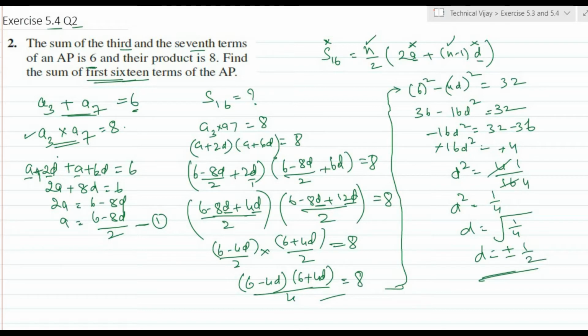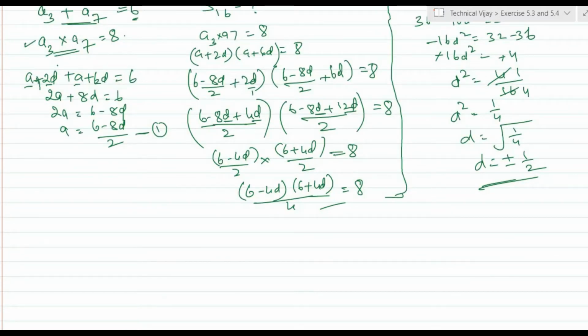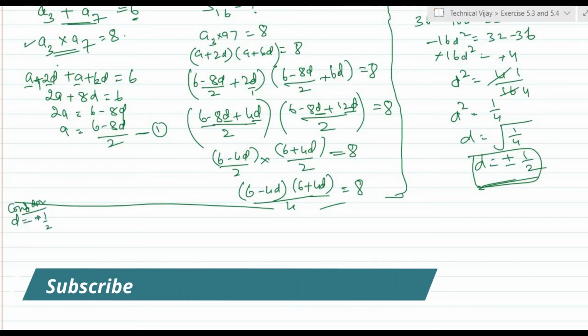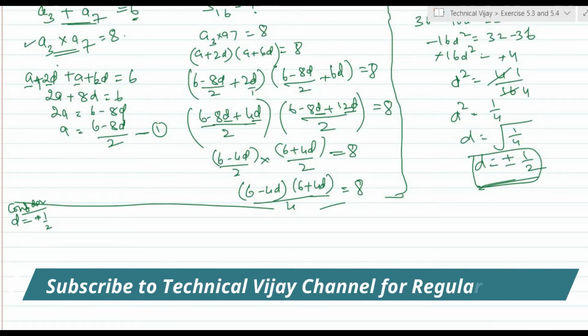Okay, so whenever you are removing terms over the square root, they will become plus or minus. So now we have got d value as two options, that is plus 1 by 2 and minus 1 by 2. So we will consider d is equal to plus 1 by 2, then we will calculate the a value. A is equal to (6 minus 8 into 1 by 2) divided by 2. So 6 minus 4 equal to 2, 2 by 2, which is equal to 1.